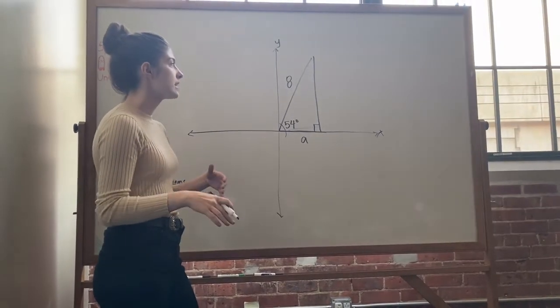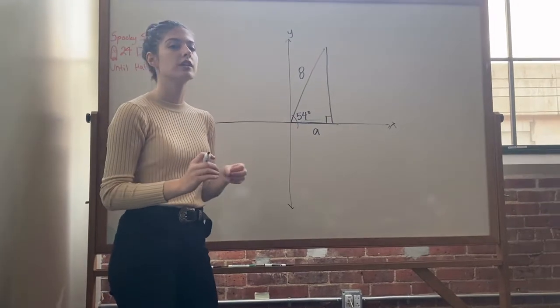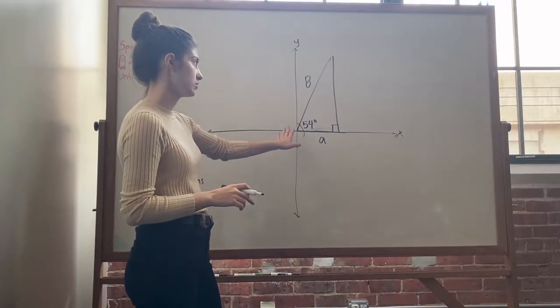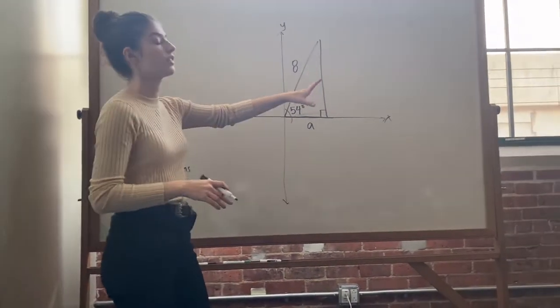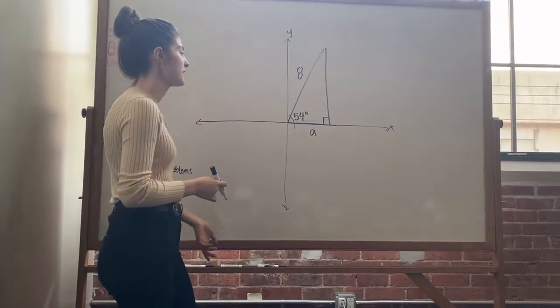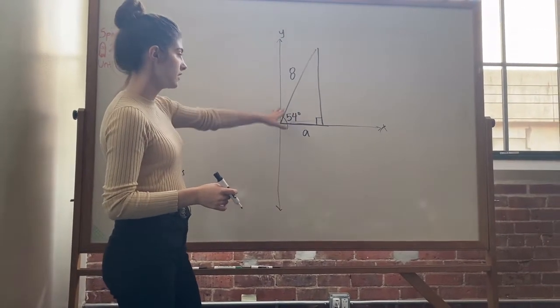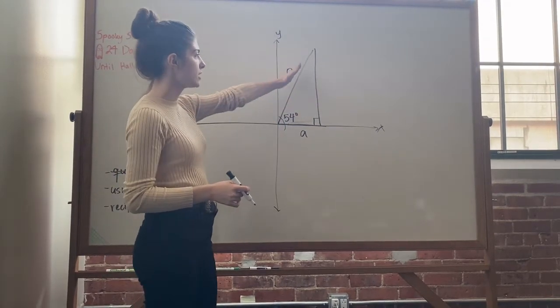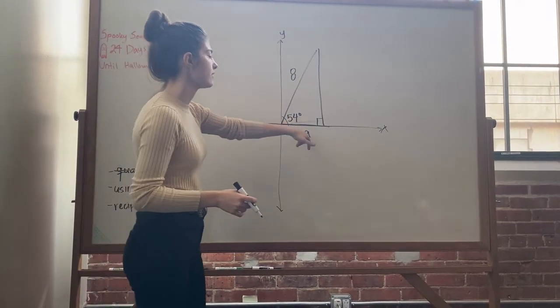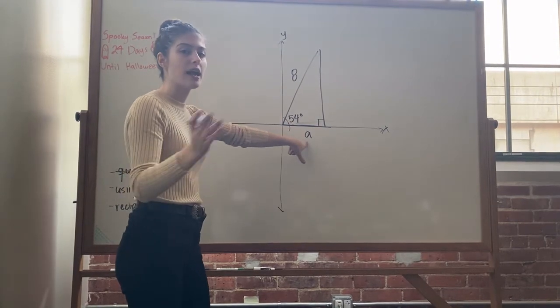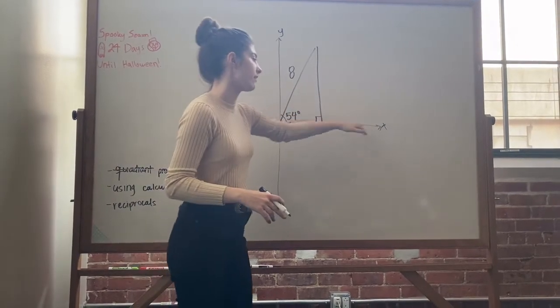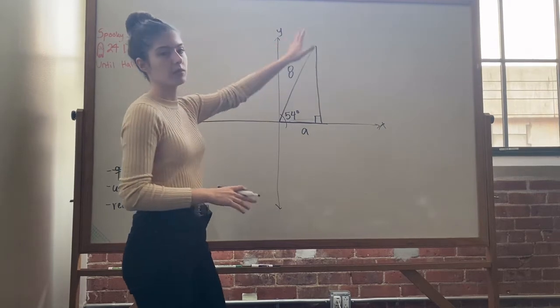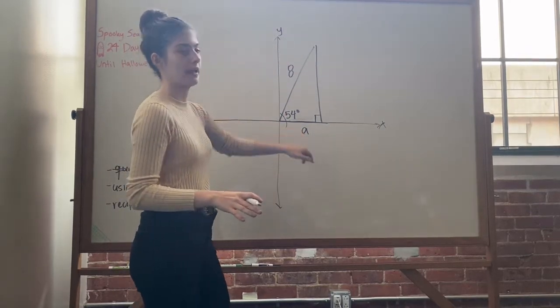This time around, all I did was take a triangle and put it on the graph, just so that we can get familiar with the feeling of having a triangle on a graph. And this time, we're given that the angle is 54 degrees, and that our hypotenuse is 8, and we're trying to find this side right here. I've called it A. Why haven't I called it X? Because we already have an x-axis and a y-axis labeled, so I don't want to use those variables again. We'll just call it A.